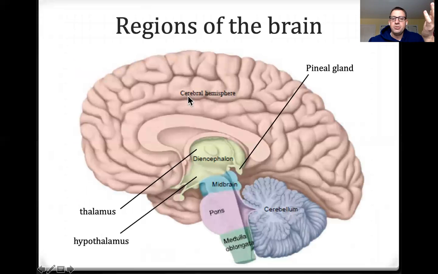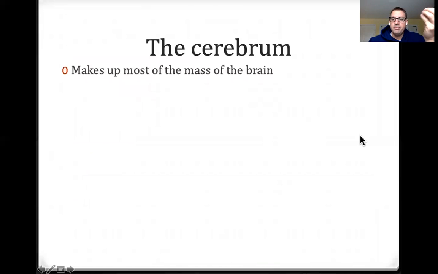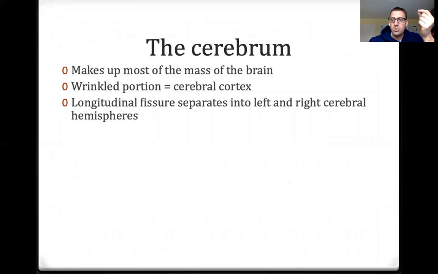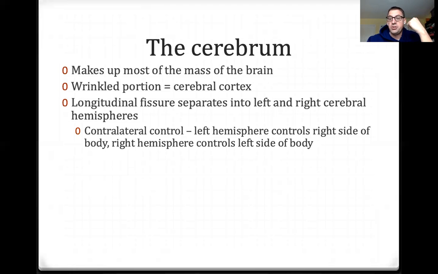Okay, so here are the 4 big regions of the brain. We've got the cerebrum up here, the diencephalon here, the brainstem, and then the cerebellum. Okay, so the cerebrum makes up most of the mass of the brain, and the wrinkled part of the cerebrum, which is the outermost part of the cerebrum, is the cerebral cortex. The brain is separated into right and left hemispheres by a deep groove called the longitudinal fissure.